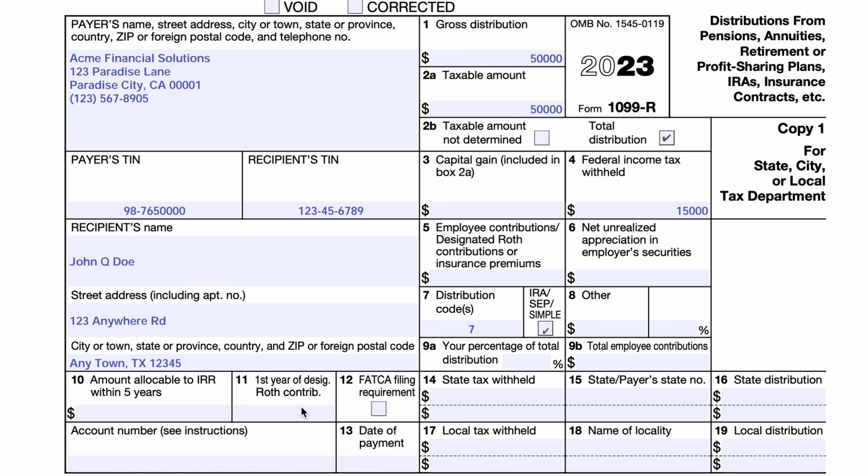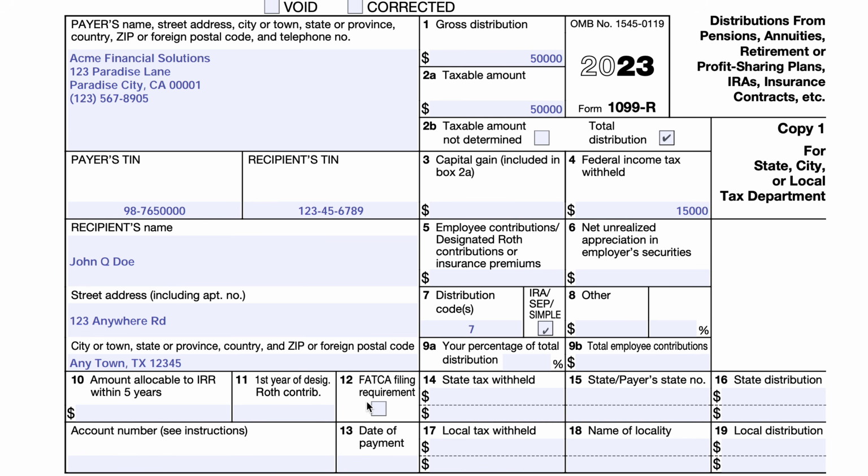And then box 11 marks the first year of that designated Roth contribution. So your custodian would put in the first year, and that basically tells you what you would be subject to as a taxpayer.